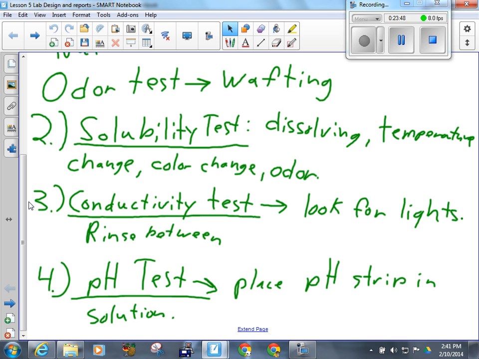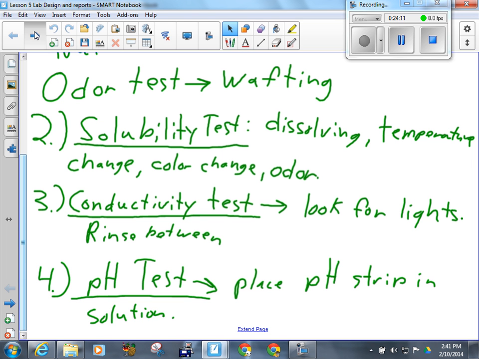All right. So those are your tests. Again, make sure you write them out with great detail so that you know what you're doing when you get in there on Wednesday. And then like I said, you're going to need a chart that will have room for the observations you would acquire in each one of these tests for unknowns A through K.